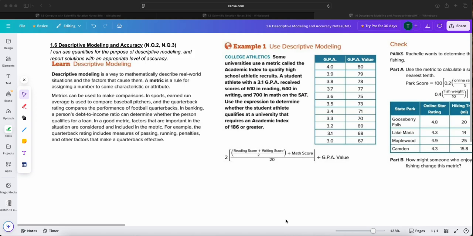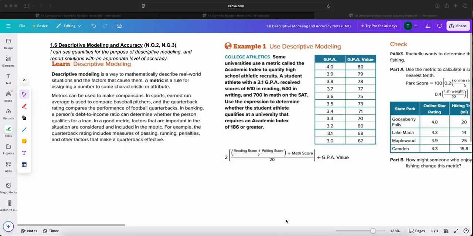Alright, today we're going to cover 1.6 descriptive modeling and accuracy. So it says I can use quantities for the purpose of descriptive modeling and report solutions with an appropriate level of accuracy. So first we're going to focus on the descriptive modeling. Descriptive modeling is a way to mathematically describe real-world situations and the factors that cause them.